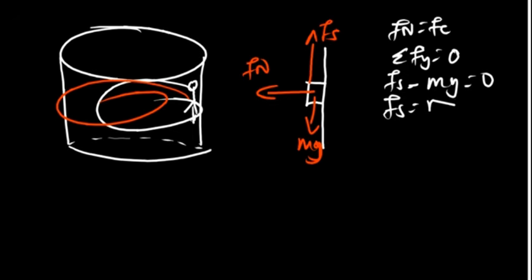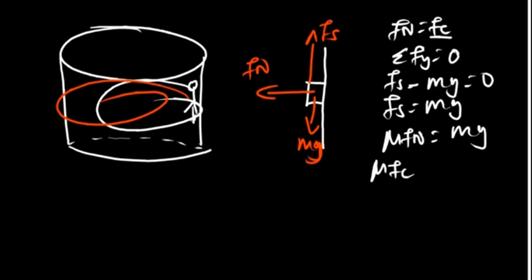Okay, it's going to be equal to the mg. Now we know that the friction force is given by mu times the normal force, which has to be equal to the mg. Now the Fn, we have already said that it is directed inward, meaning that we can replace Fn with what? The centripetal force. Therefore, it's going to be mu times the centripetal force is equal to mg.